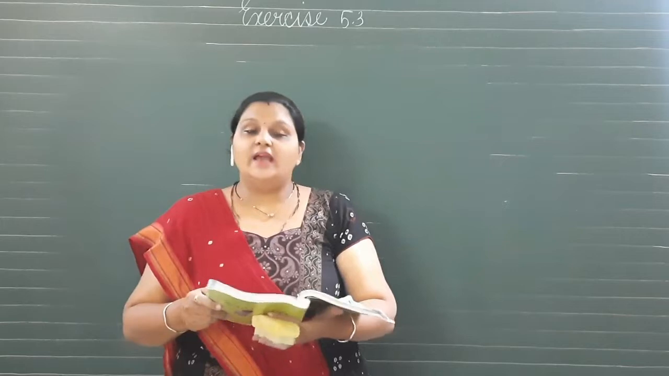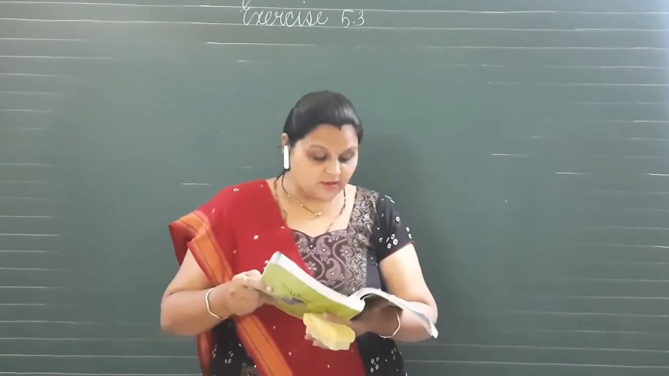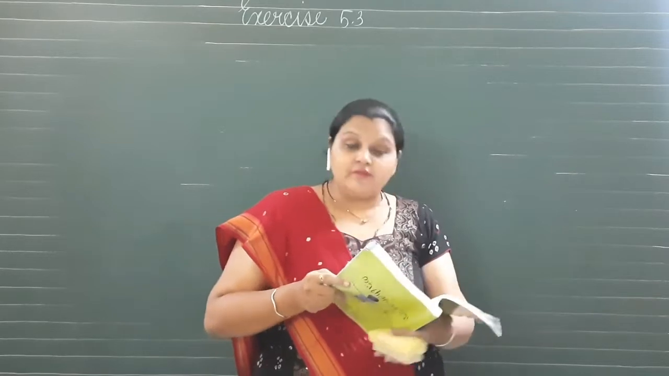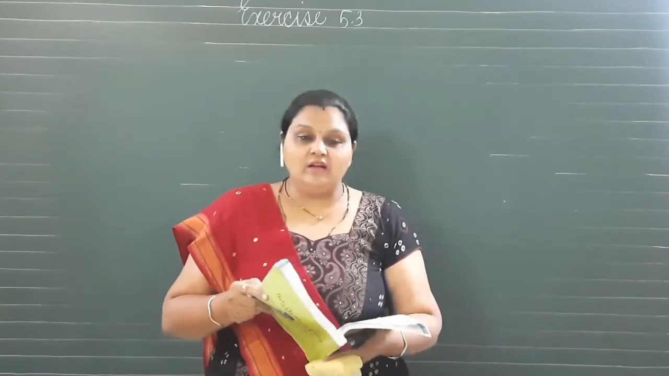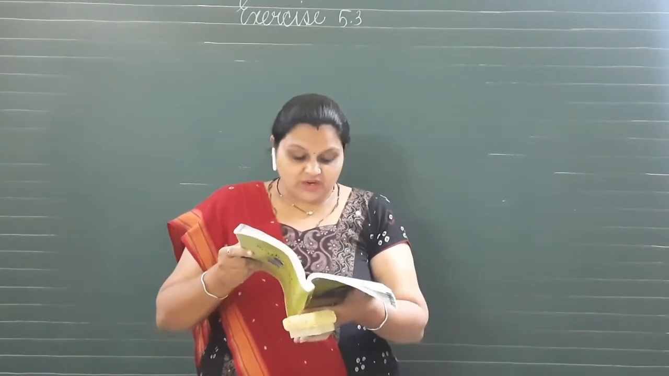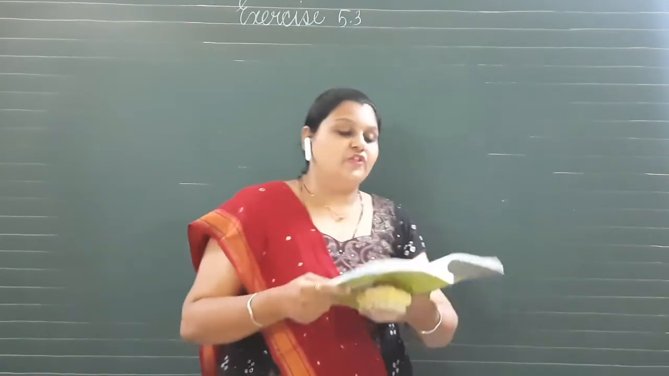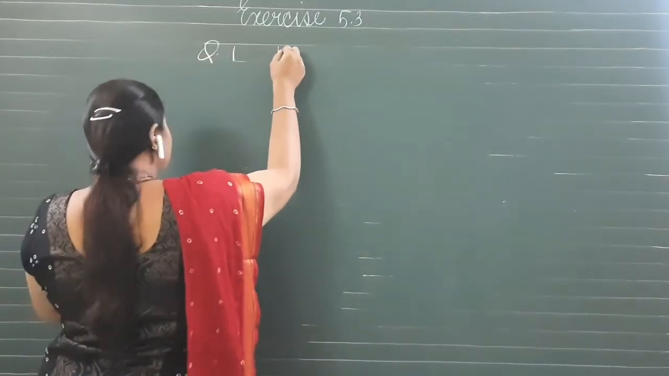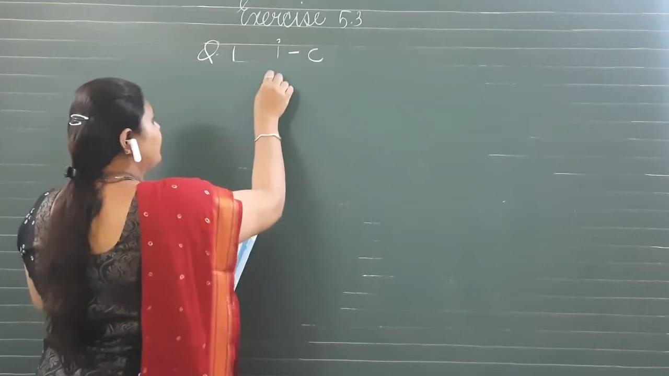Now let us see exercise 5.3. Question number 1. Match the following. 2 columns are given. We have to match the right options. First is straight angle. So straight angle we can say is half of a revolution. So I can write 1 for C.